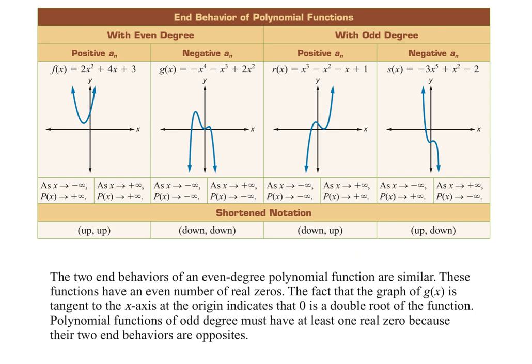All right? The two end behaviors of an even degree polynomial are similar. These functions have an even number of real zeros. The fact that the graph is tangent to the x-axis at the origin indicates that 0 is a double root of the function. Right here is talking about this one. Polynomial functions of odd degree must have at least one real zero because their two ends are opposite, okay?